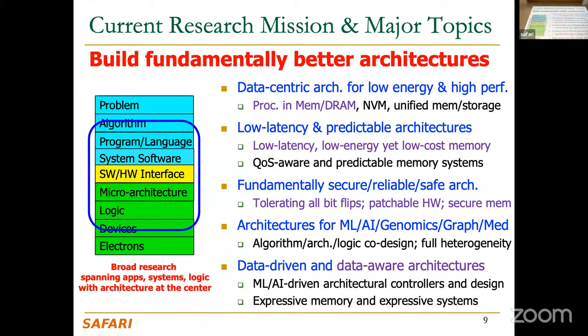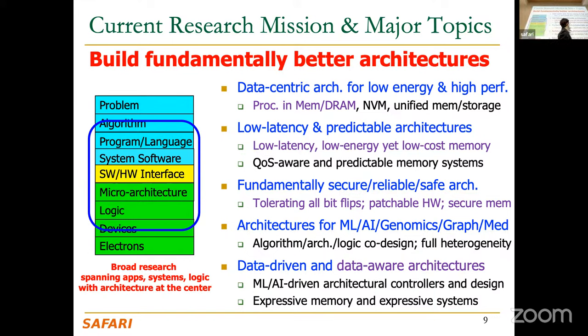Okay, so more about the major topics that we work on. As I said, the mission or the main goal is to build fundamentally better architectures. If we go a little bit deeper into the different topics, spanning, of course, the entire transformation hierarchy, we work on data-centric architectures. I already mentioned what data-centric or memory-centric architectures are. We will talk about processing in memory, processing in DRAM. We will talk about non-volatile memories in this course as an alternative to DRAM that has pretty nice features that can be very useful, but at the same time, there are important challenges to enable their adoption. We will talk about low latency and predictable architectures, fundamentally secure, reliable, and safe architectures, specialized architectures for different applications.